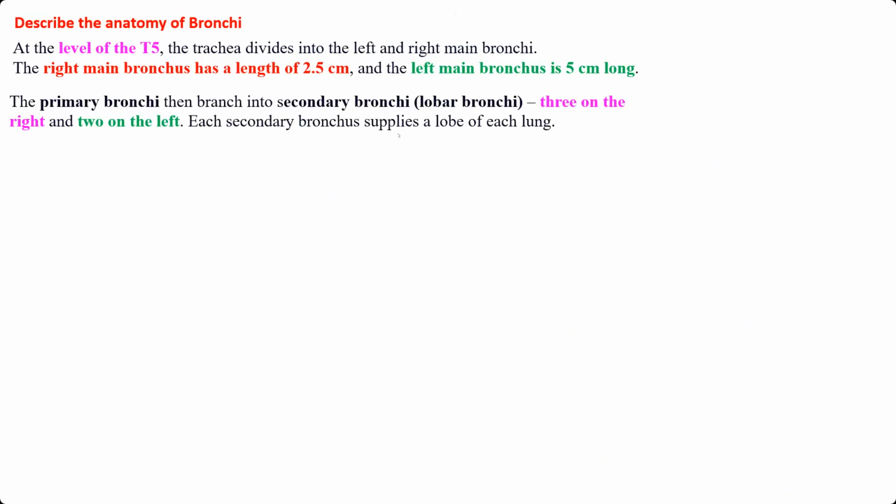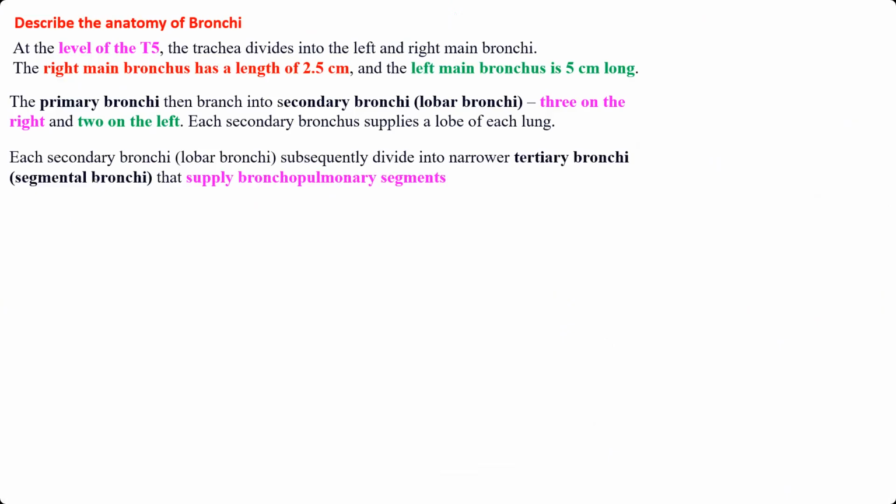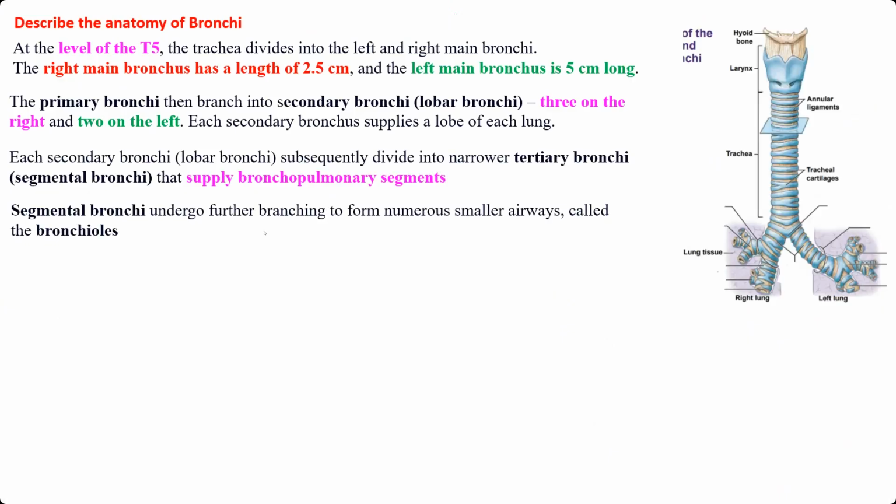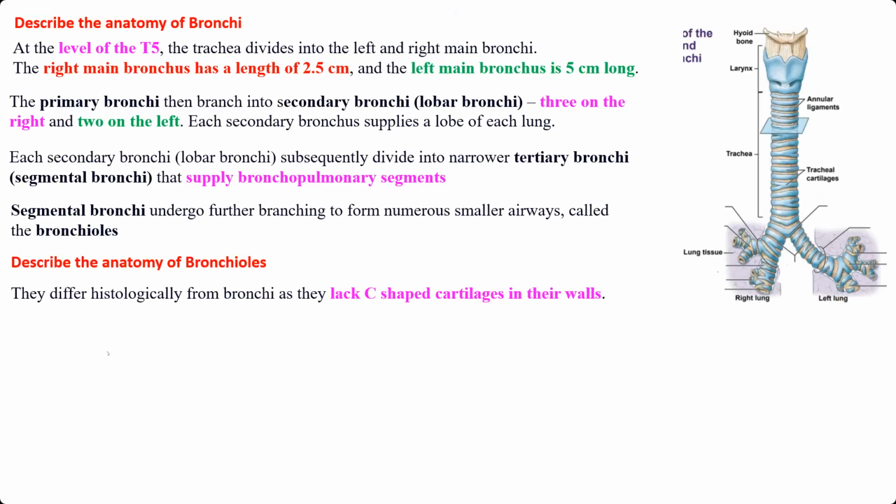And the secondary bronchi, 3 on the right, that is going to be 3 lobes on the right side: upper lobe, middle lobe, and lower lobe. They are called the secondary bronchi. And on the left side, because you have only 2 lobes, upper and lower, you have 2 main bronchi. And each secondary bronchus, once it goes into the lobe, divides into tertiary bronchi, which supply the so-called bronchopulmonary segments. And the segmental bronchi undergo further branching to form numerous small airways called the bronchioles. So this is how the whole thing is dividing into various categories. And the bronchioles, they also are passages without any cartilage.